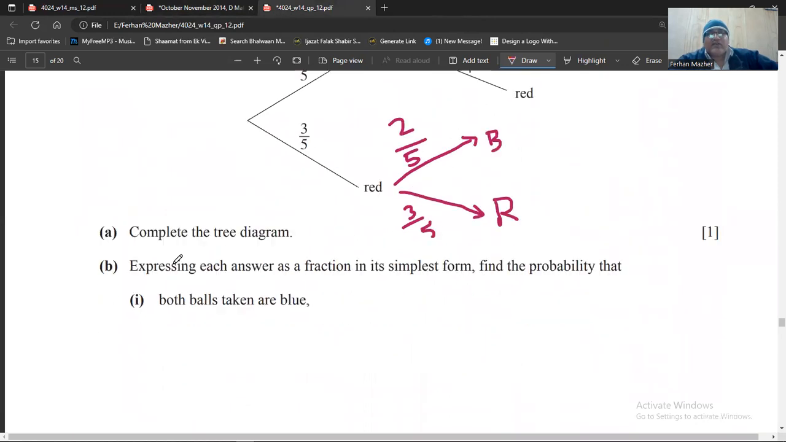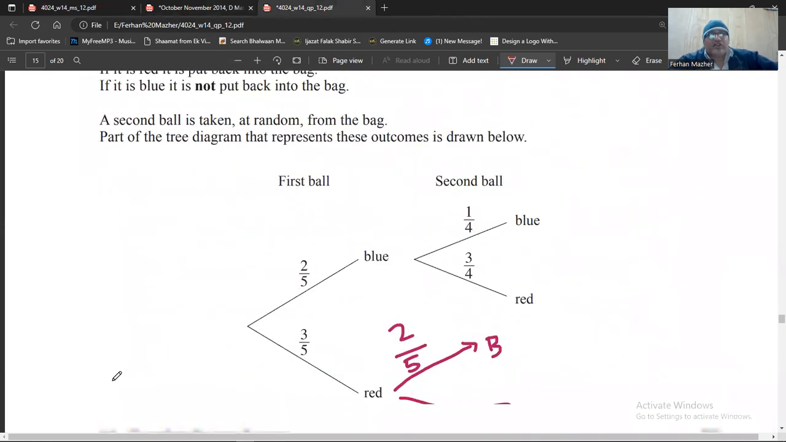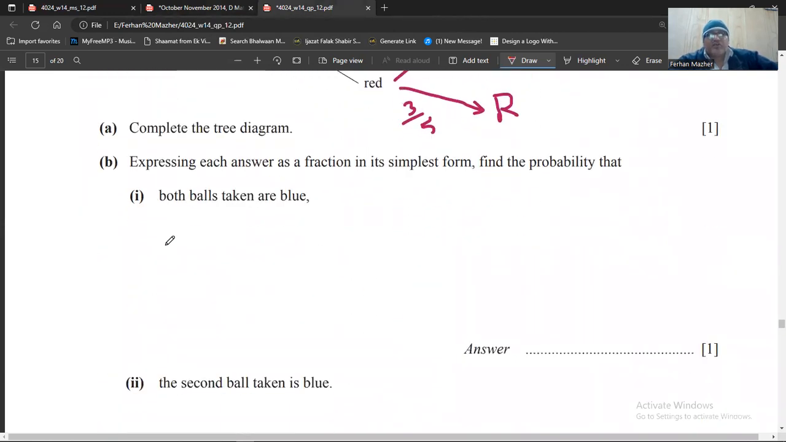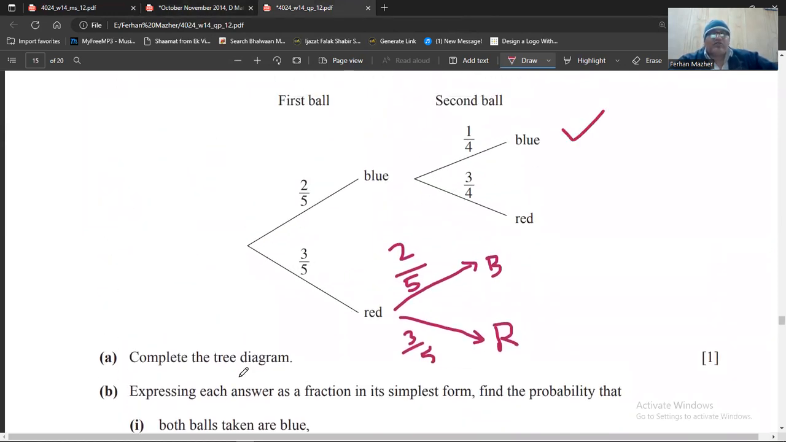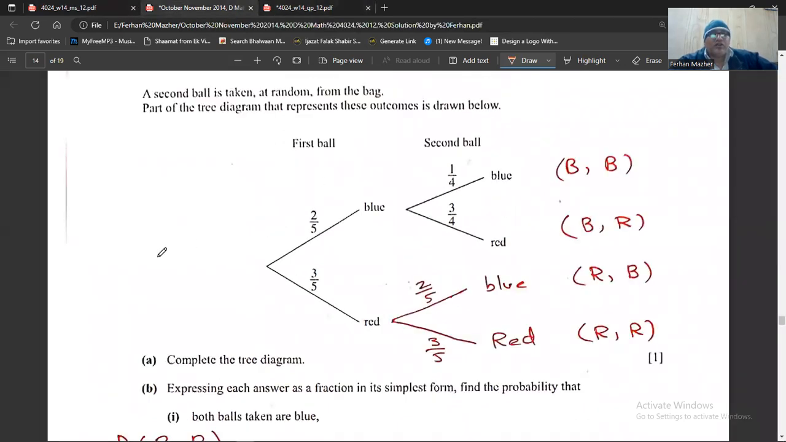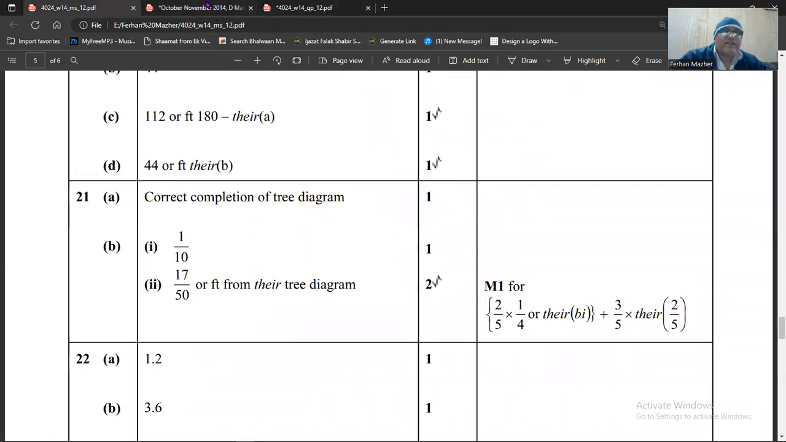Then the question is: express each answer as a fraction in its simplest form. Find the probability. Question number 21, B part, first portion: both balls taken are blue. So the probability of blue, blue will be 2 by 5 multiplied by 1 by 4, which is 2 by 20, which is 1 by 10. So my answer is 1 by 10.